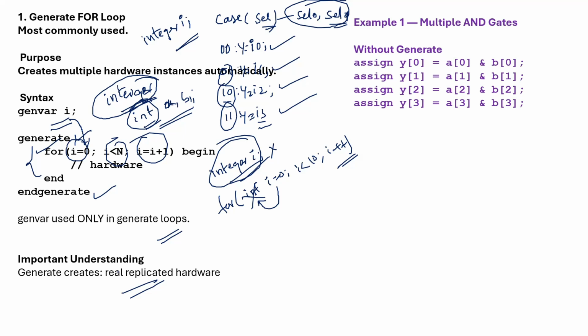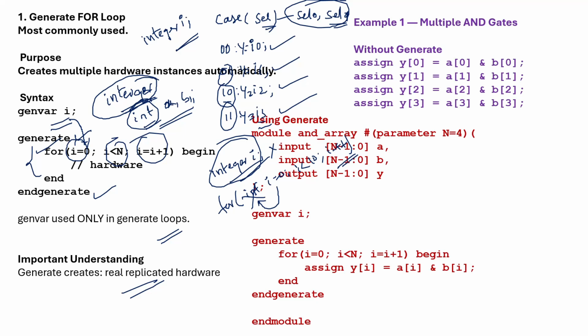See, I told you AND gate operation, y of 0, y of 1, y of 2, y of 3. Without a generate loop I need to write all these conditions. So with a generate loop, what condition do we need to write? Just a for loop, then y[i] equal to a[i] and b[i]. Then the simulator will automatically take all these conditions: y[0] equal to a[0] and b[0], y[1] equal to a[1] and b[1], y[2] equal to a[2] and b[2].